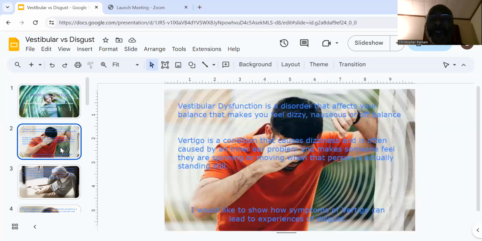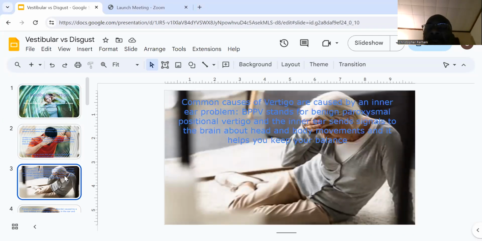Vestibular dysfunction is a disorder that affects your balance, that makes you feel dizzy, nauseous, or off balance. Vertigo is a condition that causes dizziness and is often caused by an inner ear problem and makes someone feel that they are spinning or moving when that person is actually standing still. I would like to show how symptoms of vertigo can lead to experiences of disgust.